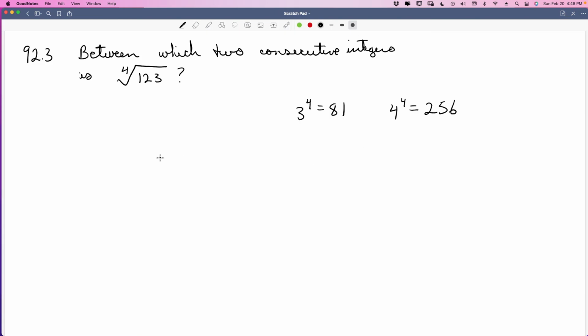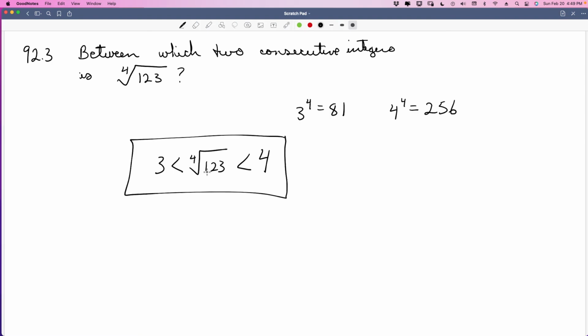So we know that 3 is less than the 4th root of 123, because 81 is less than 123, which is less than 4, because 4 to the 4th gives us 256. So this would be the answer to that statement. It is between these two numbers. And that is how you're going to write your answer in the system. You're going to use these symbols, and you're going to write it just like that whenever you have a practice problem. All right, I will see you in lesson 93.